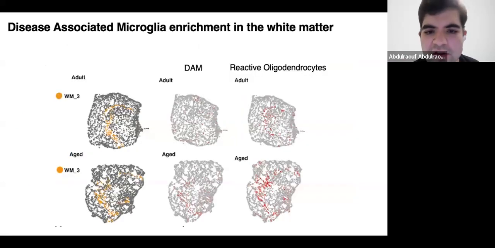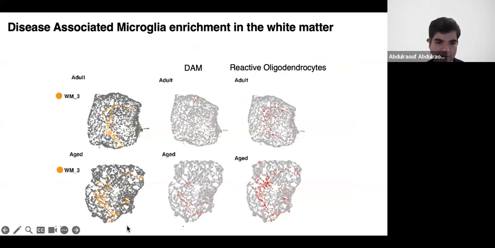Here I'm showing you the disease associated microglia. This is the white matter strips of this section in the adult and the aged mouse brain. Here we see that we have the disease associated microglia enriched in this white matter strip compared to the other regions, and also localized with the reactive oligodendrocytes. So there might be a possibility that these reactive oligodendrocytes emerge, and then they possibly drive the emergence of the disease associated microglial state in the white matter in the aging mouse brain. This gives us an insight, but it definitely needs further time points and further analysis to link it.